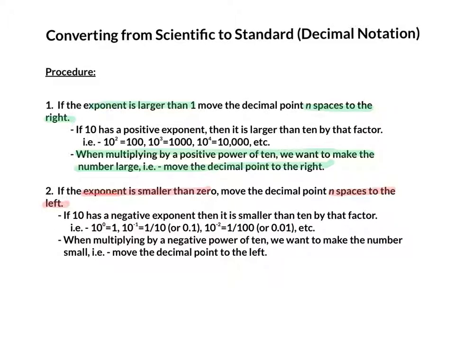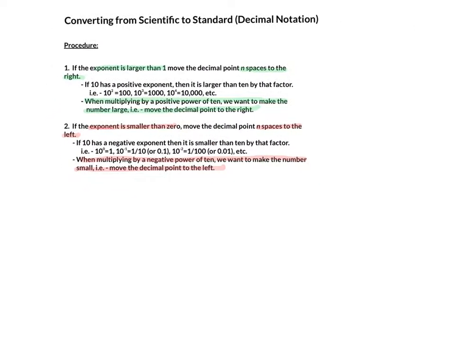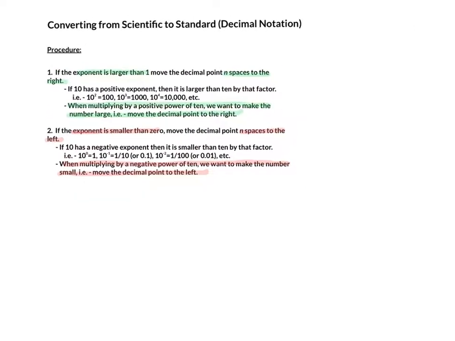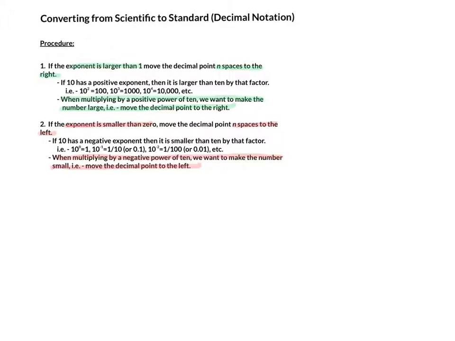If 10 has a negative exponent, then it is smaller than 10 by that factor. For instance, 10 to the 0 is 1, 10 to the negative 1 is 1 over 10, or 0.1, etc. When multiplying by a negative power of 10, we want to make the numbers smaller, i.e., we're going to move the decimal point to the left. So let's look at a couple of examples.